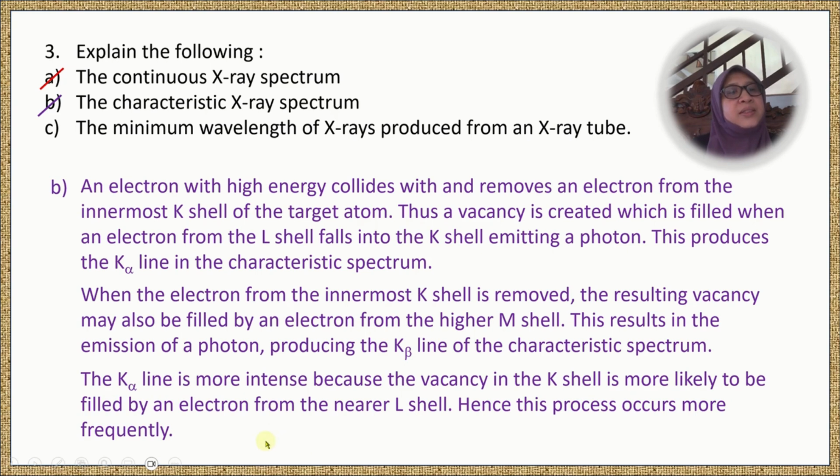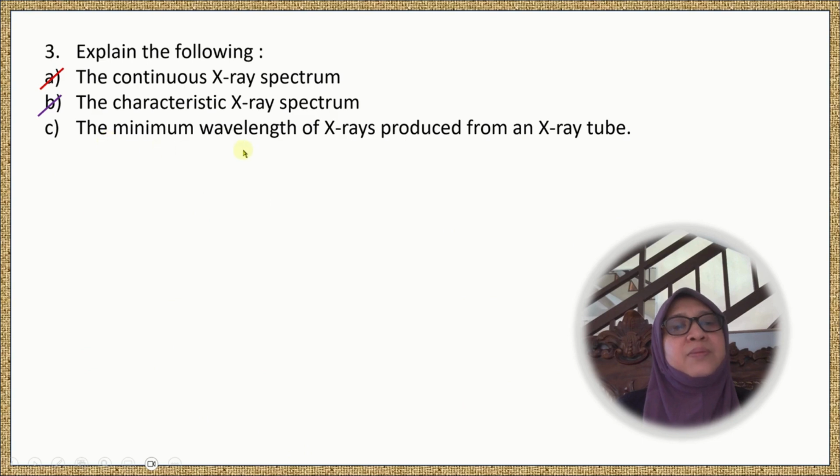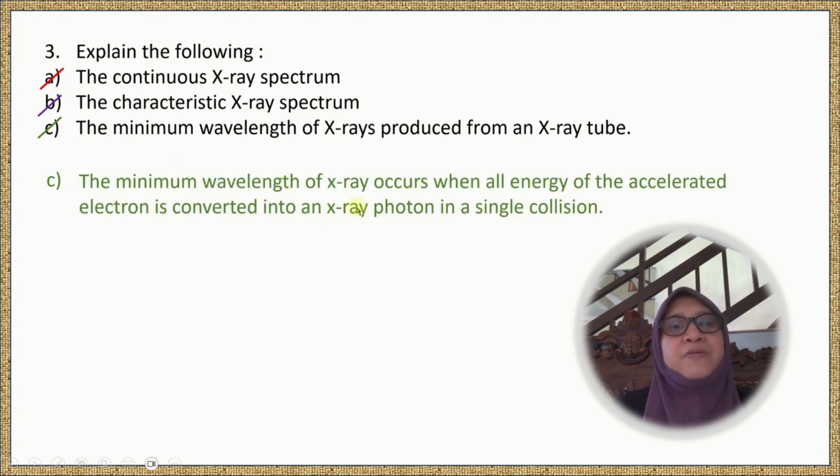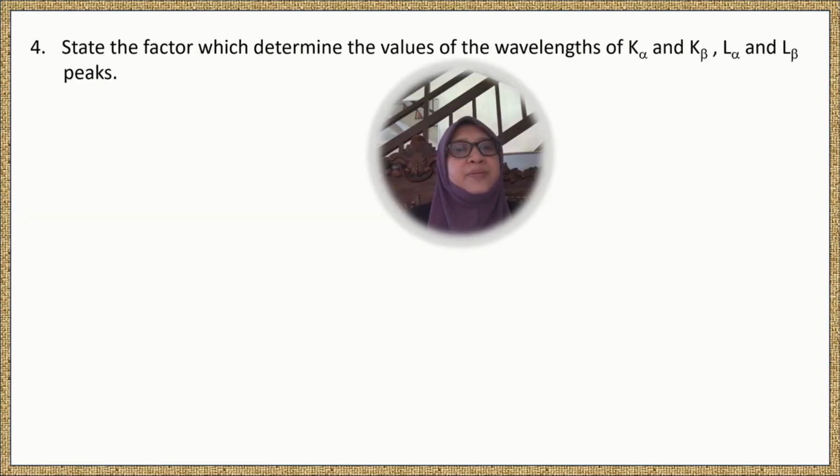Next is C. What is the minimum wavelength of X-ray produced from an X-ray tube? From the graph we can see the minimum wavelength, which is at the x-intercept of the graph of intensity against the wavelength. The minimum wavelength of X-ray occurs when all the energy of the accelerated electron is converted into an X-ray photon in a single collision. So that is the minimum wavelength.